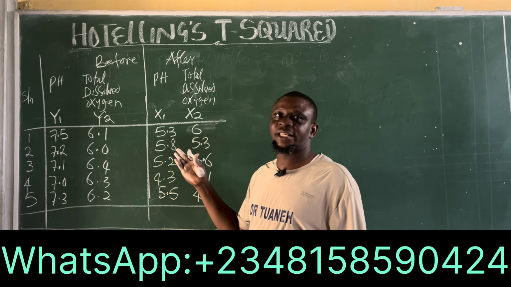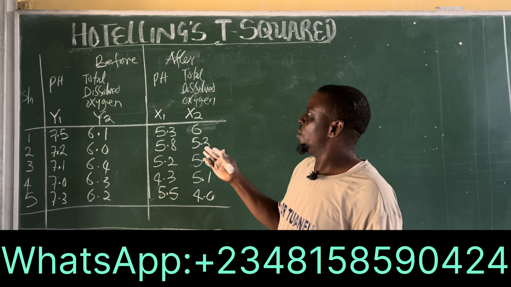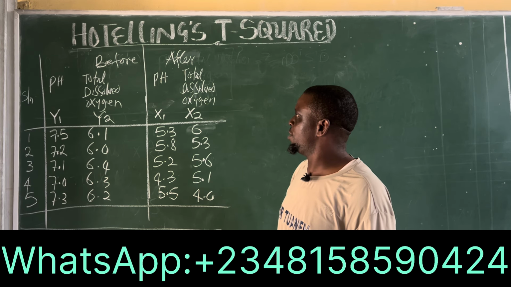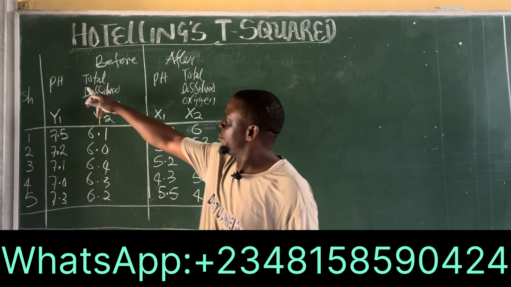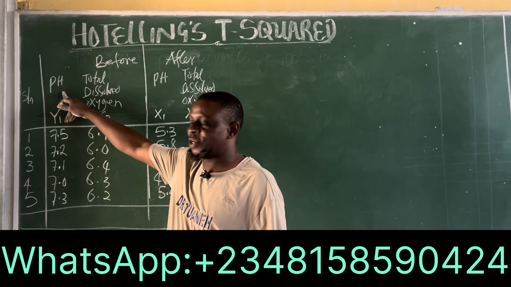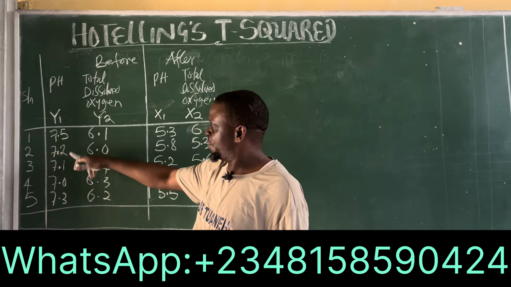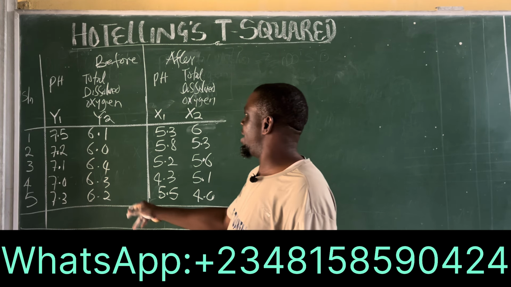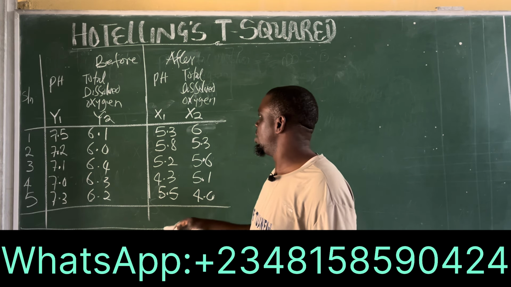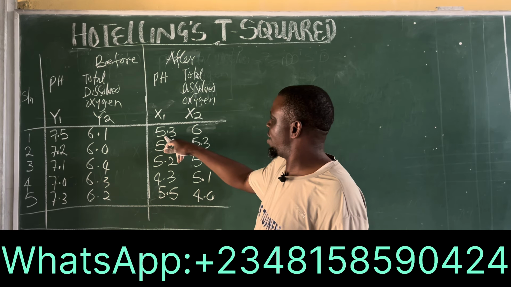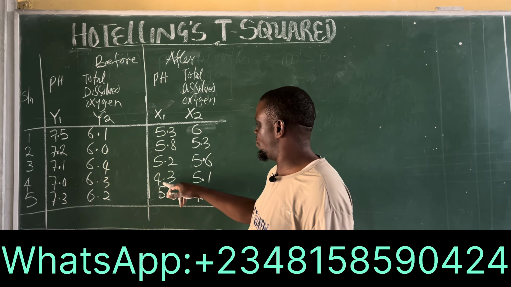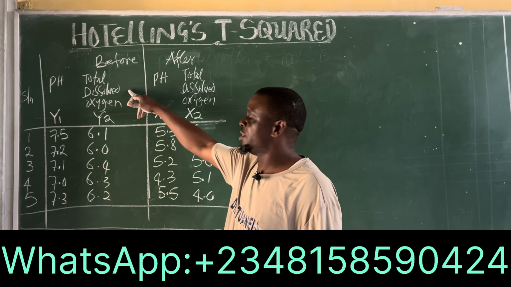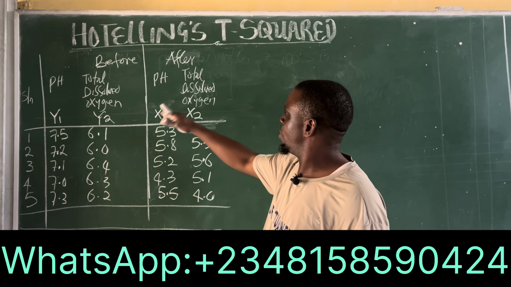These are the data on the physiochemical parameters of the stream before and after the oil spill. Before the oil spill, the pH of the water taken at different locations were 7.5, 7.2, 7.1, 7.0, and 7.3. But after the oil spill, the pH is 5.3, 5.8, 5.2, 4.3, and 5.5. We also have the data on total dissolved oxygen before and after.